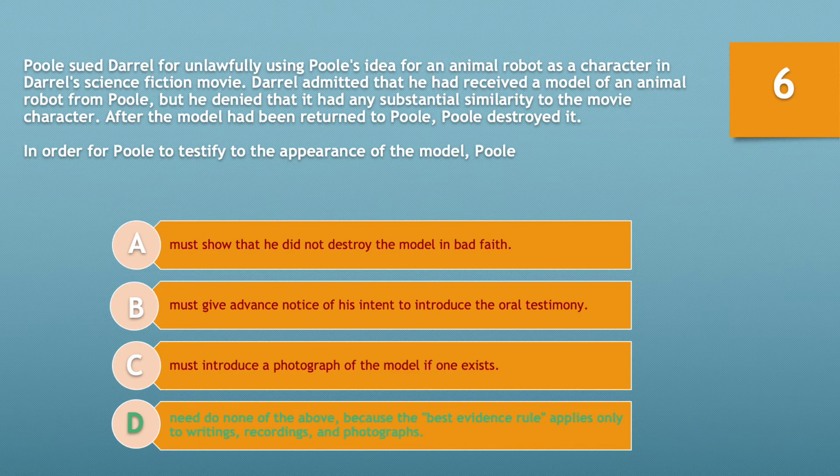The model of the animal robot is not available because Poole destroyed it. The best evidence rule does not apply here because a model is outside of its scope. Poole had personal knowledge of the model's appearance because it was his model, so Poole can testify as to its appearance. As such, the best answer option is that Poole needed to do none of the above because the best evidence rule applies to writings, recordings, and photographs, not to models.